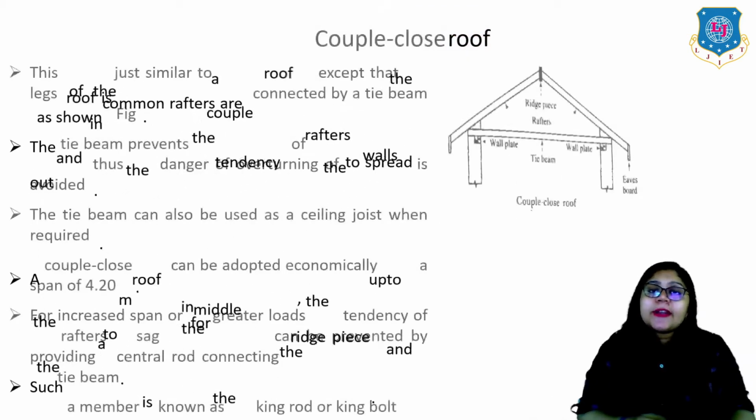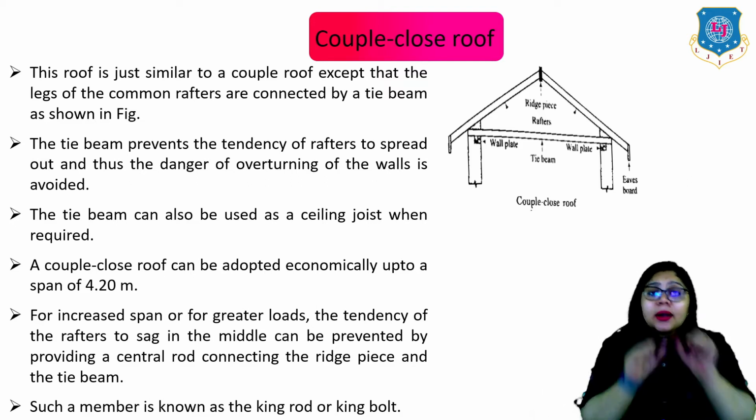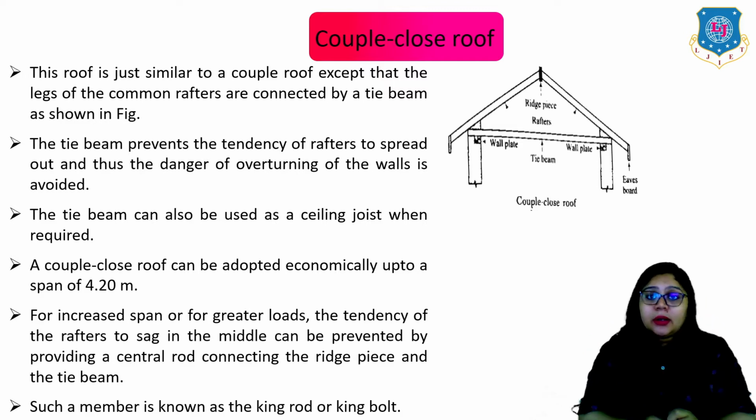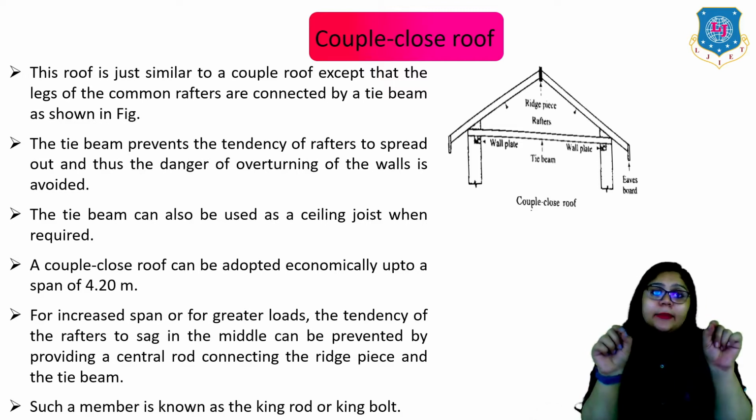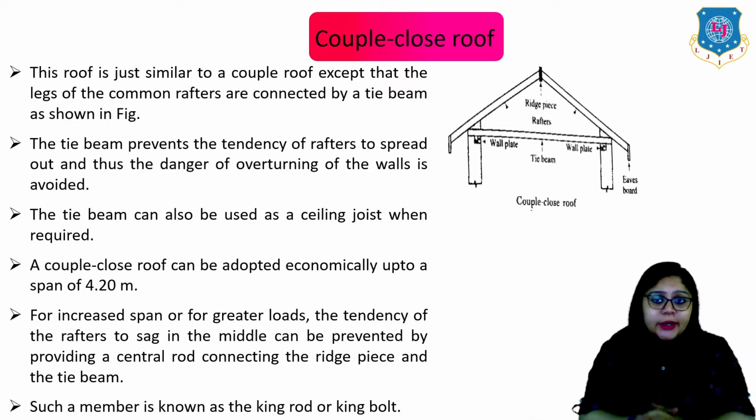Now let us move to the next one, which is couple close roof. This roof is just similar to a couple roof, except that the legs of the common rafters are connected by a tie beam as shown in this figure. In couple roof there is no tie beam. Here in couple close roof one tie beam is there, that is the only difference.